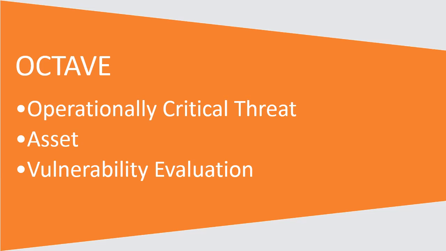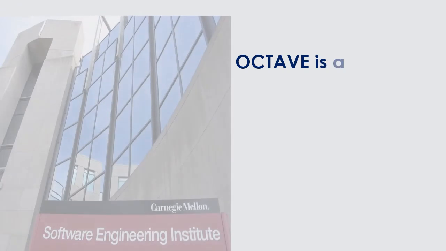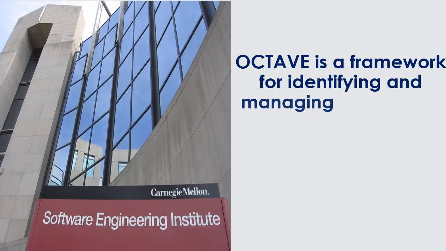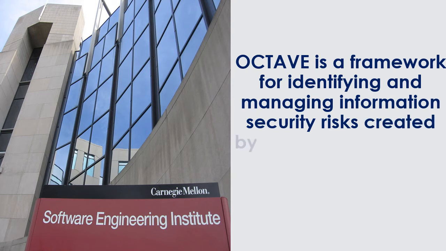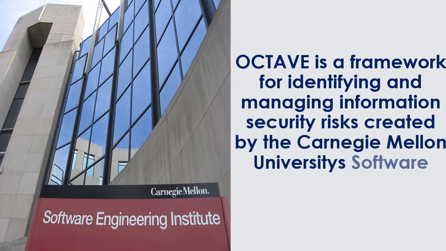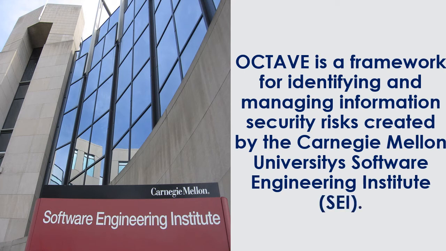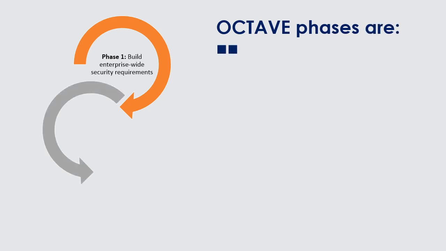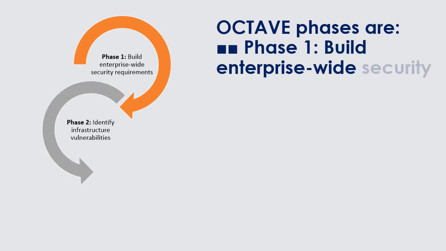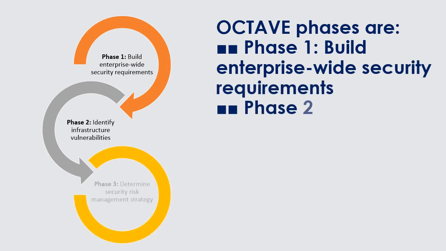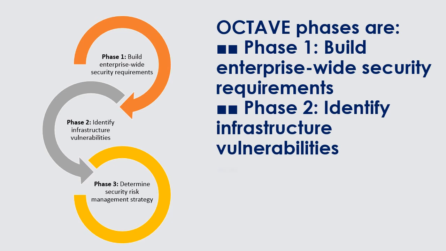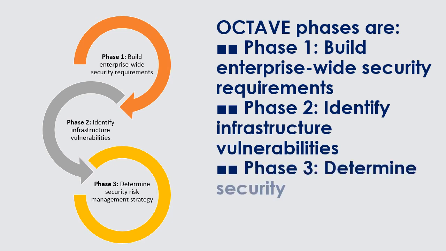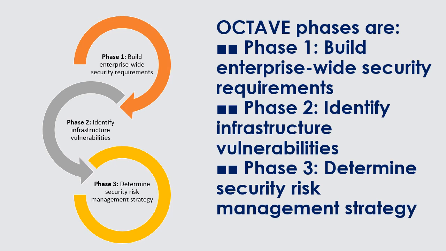OCTAVE, Operationally Critical Threat, Asset, and Vulnerability Evaluation. OCTAVE is a framework for identifying and managing information security risks created by the Carnegie Mellon Software Engineering Institute, SEI. OCTAVE phases are Phase 1, build enterprise-wide security requirements. Phase 2, identify infrastructure vulnerabilities. Phase 3, determine security risk management strategy.